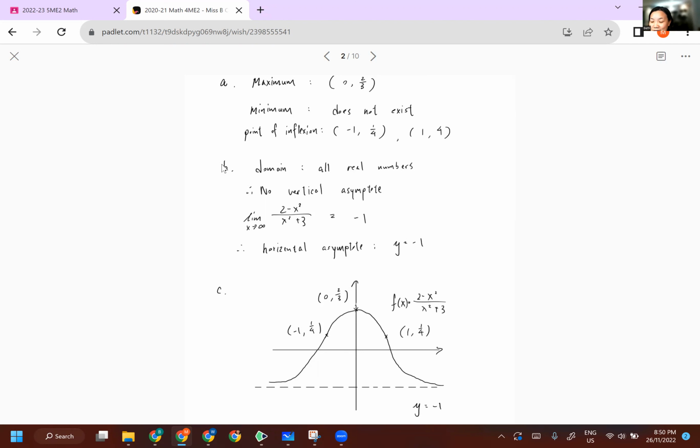You can see the domain, all real numbers, so no vertical asymptote. Clever, right? And also, you see there is no need to do the long division, although you can. I saw some answers with long division, but you don't have to because you know there is no oblique. There is a horizontal one. And then you take the limit, you get the limit, and that is the horizontal one. And you don't even go to look for the oblique one because they cannot coexist, right?